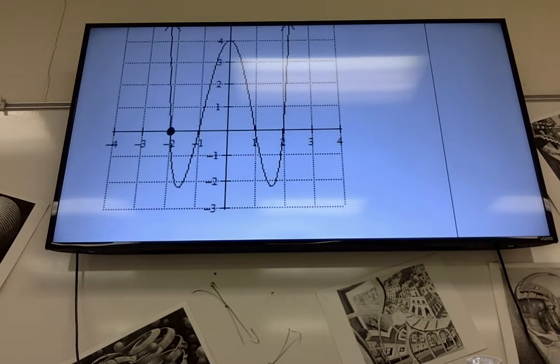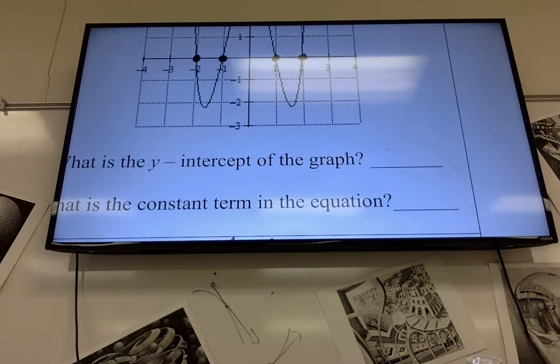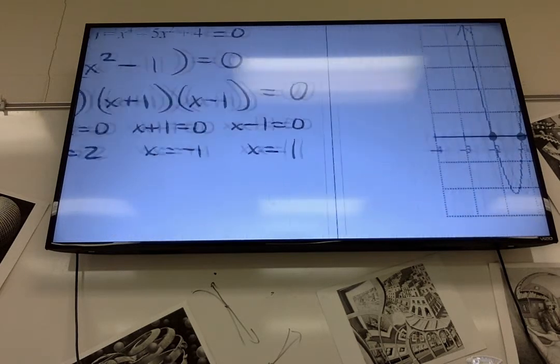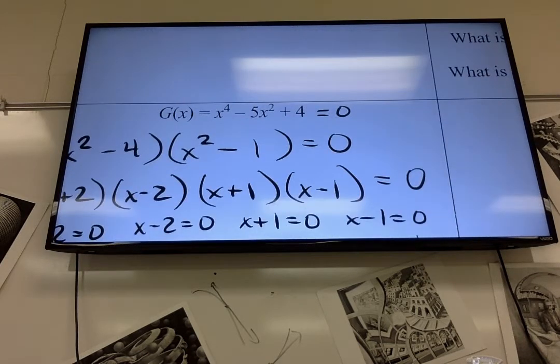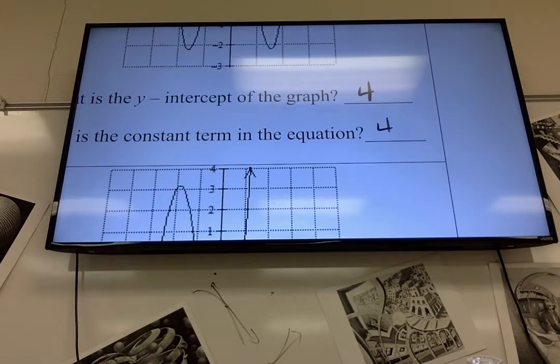1, -2, +2, -1, +1. And what's the y-intercept? 4. And if I look at the original equation, what's my constant? 4. Coincidence? I think not.